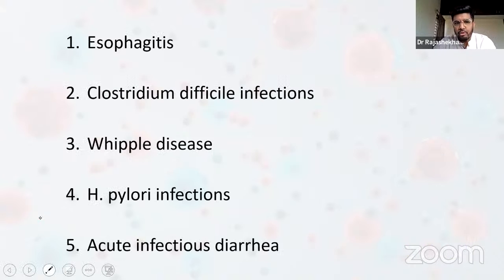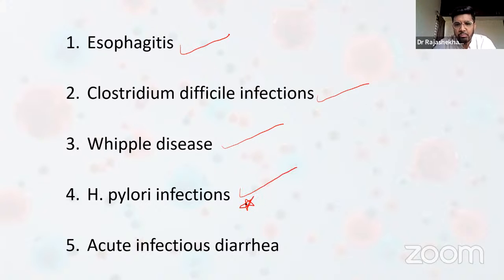So the important gastrointestinal infections which we should know, starting from the upper tract, are esophagitis, very important and often neglected when students are studying, Clostridium difficile, and Whipple's disease, a very interesting disease, but also a very rare disease. And H. pylori infections, a lot of important things and a lot of recent advances are going on in this particular field. And obviously acute infectious diarrhea.